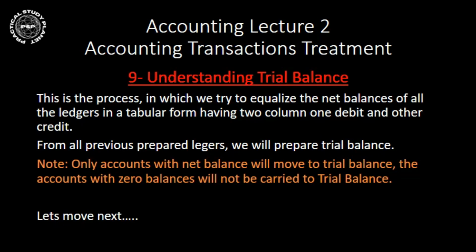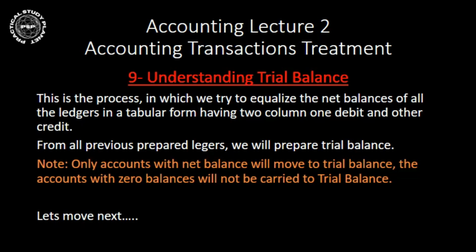This is the process in which we try to equalize the net balances of all ledgers in a tabular form having two columns, one debit and other credit. From all previously prepared ledgers we will prepare the trial balance. Not only the accounts with the net balance will move to the trial balance; the accounts with zero balance will not be carried to the trial balance.